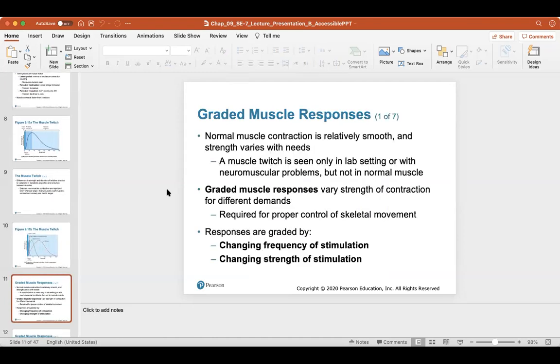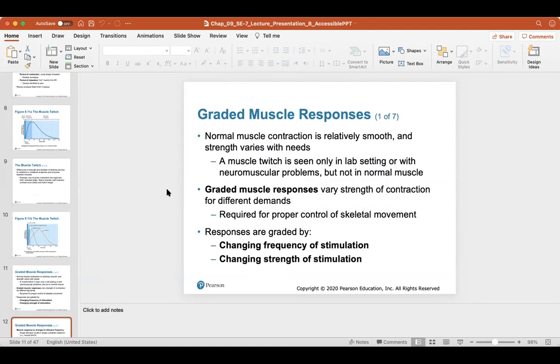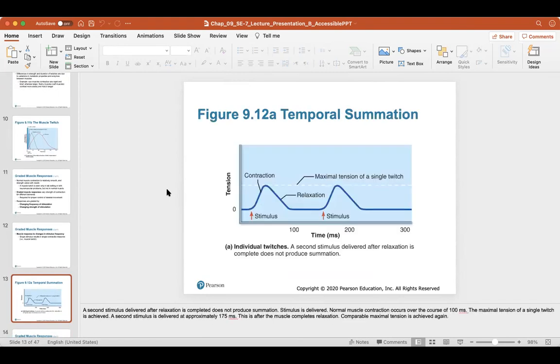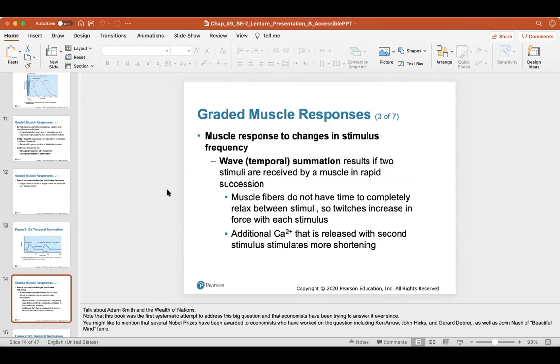Graded muscle responses are the relatively smooth and varying strength that each muscle needs. These responses are graded by changing the frequency of the stimulation and changing the strength of the stimulation. I'm going to skip over this because you will be stimulating muscles in the lab simulation to generate tension and twitches, and see how different stimulations affect the response.